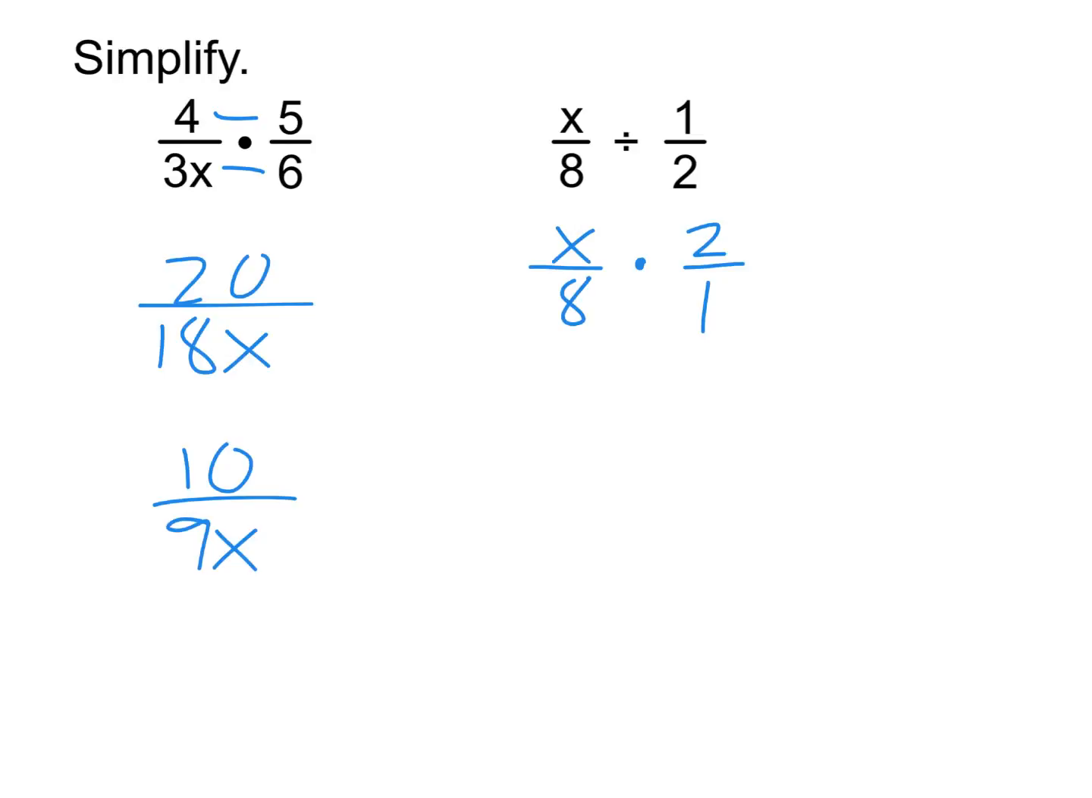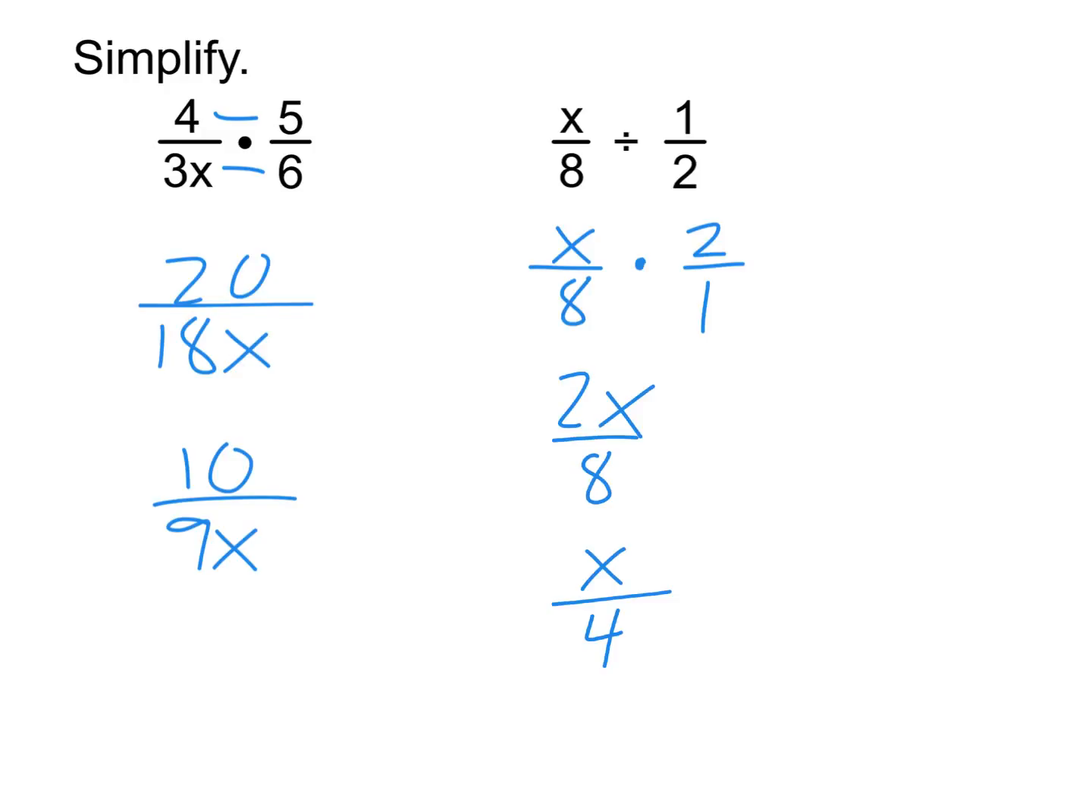Now, we go ahead and multiply them. To do that multiplication, we go straight across the top, straight across the bottom. x times 2 gives me 2x. 8 times 1 gives me an 8. Can that one be reduced? Yes, it can. We can divide top and bottom by 2. So 2x divided by 2 gives me x. 8 divided by 2 gives me 4. Final answer is x over 4.